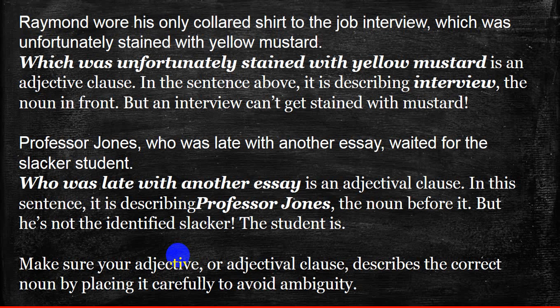Professor Jones, who was late with another essay, waited for the slacker student. Who was late with another essay is an adjectival clause. In this sentence, it is describing Professor Jones, the noun before it, but he's not the identified slacker, the student is. Make sure your adjective or adjectival clause describes the correct noun by placing it carefully to avoid ambiguity.